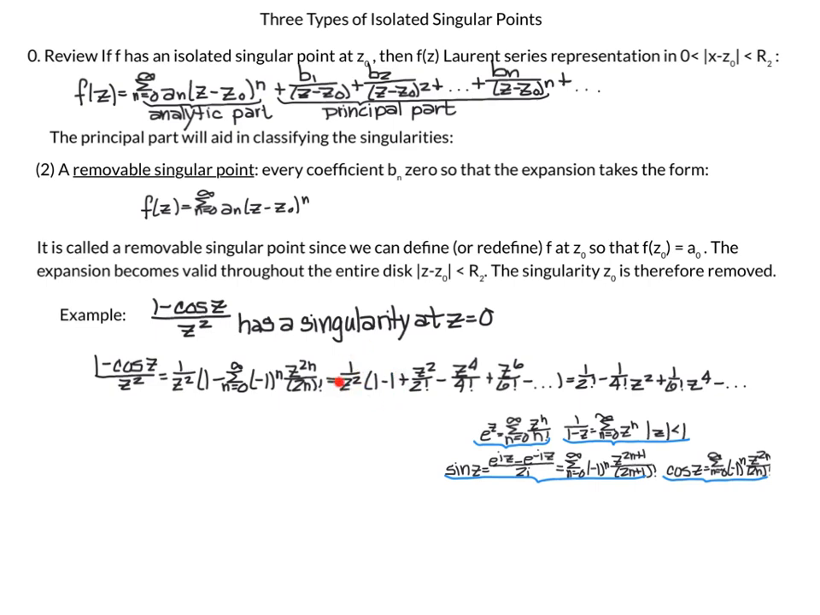So when we multiply in by the 1 over z squared, these cancel and we get 1 over 2 factorial. Then we get 1 over 4 factorial z squared plus 1 over 6 factorial z to the 4th. The rest of all of this is analytic.